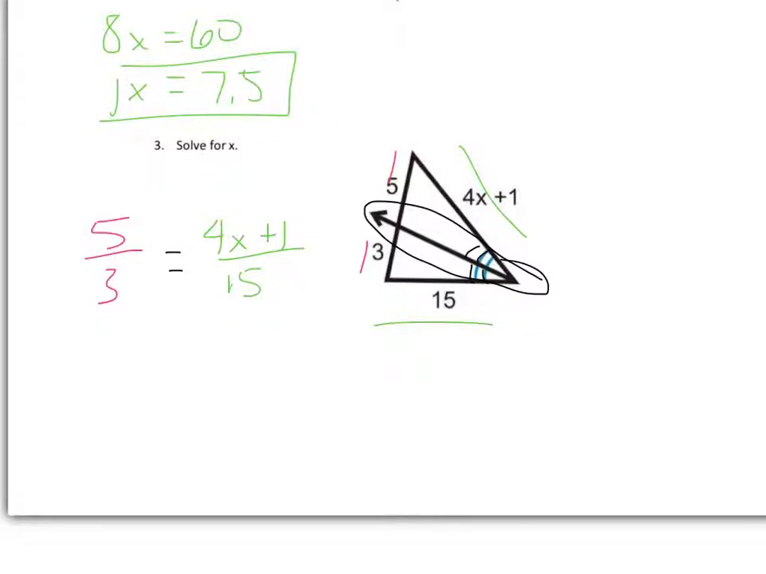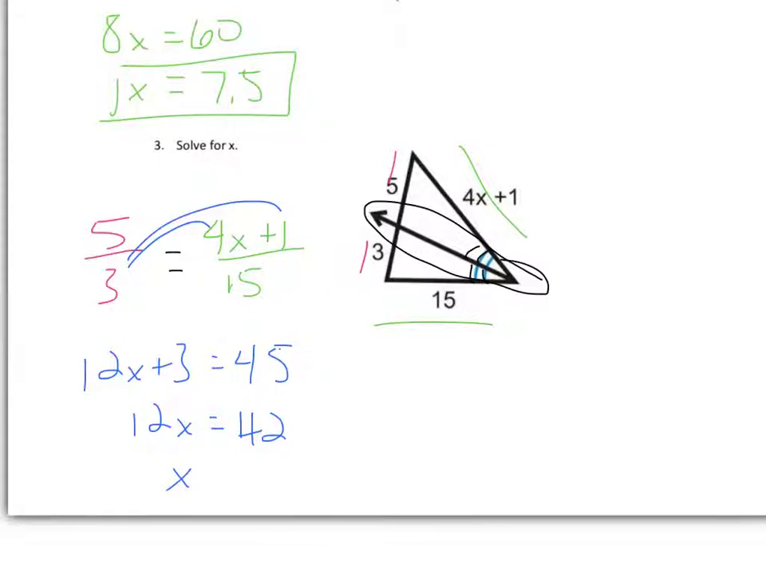Cross multiply. Make sure you do distribute. The 3 here has to go to both. So 12x plus 3 equals 45. And 12x equals 42. So x equals 3.5.